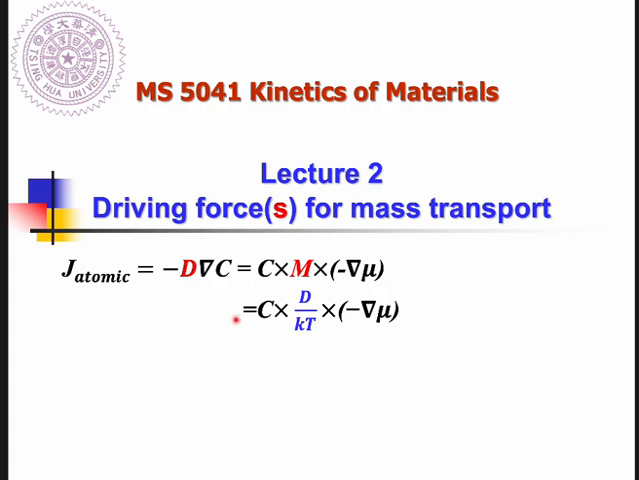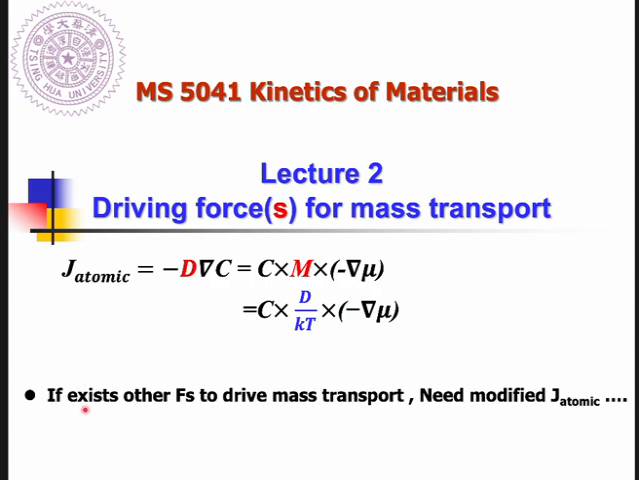Okay, so let's move to lecture 2, driving forces for mass transport. In previous lectures, we know that the flux of atomic flow can be expressed as negative diffusivity times the concentration gradient, based on Fick's law. It can also be rewritten as the concentration of diffusing atoms times the mobility of diffusing atoms times the driving force, which is the negative chemical potential gradient.